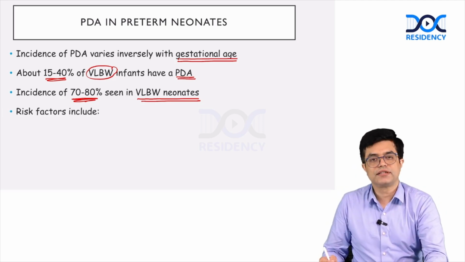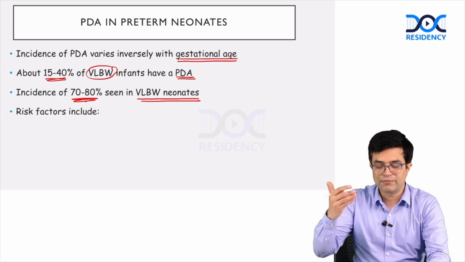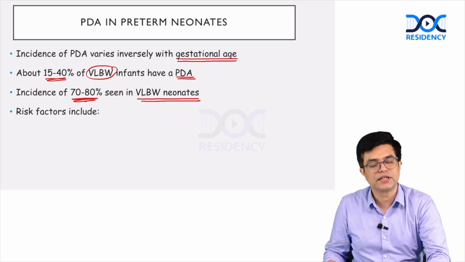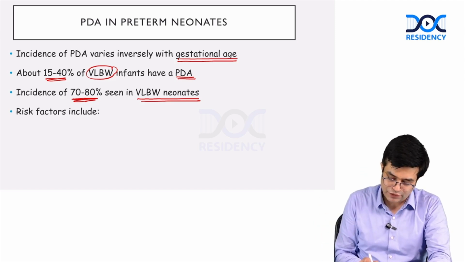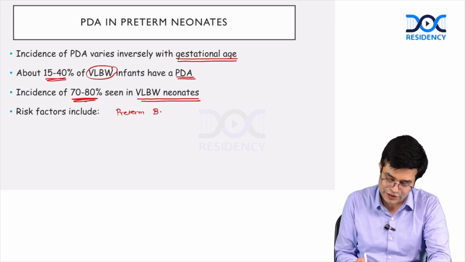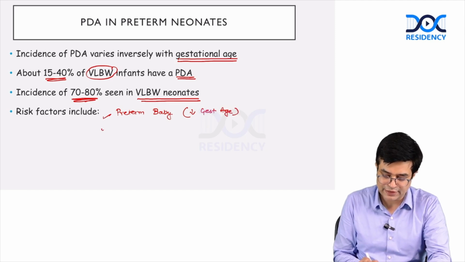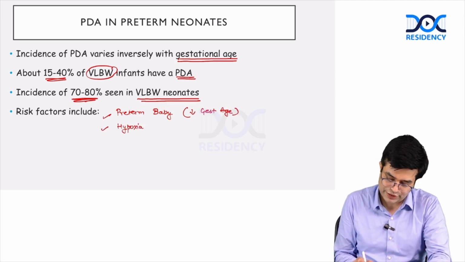And what are the risk factors which lead to abnormal opening of the ductus arteriosus, so that it does not close? First of all, as I told you, preterm child. So preterm baby, low gestational age is one of the risk factors. Secondly, in case the baby is having any degree of hypoxia or acidosis.